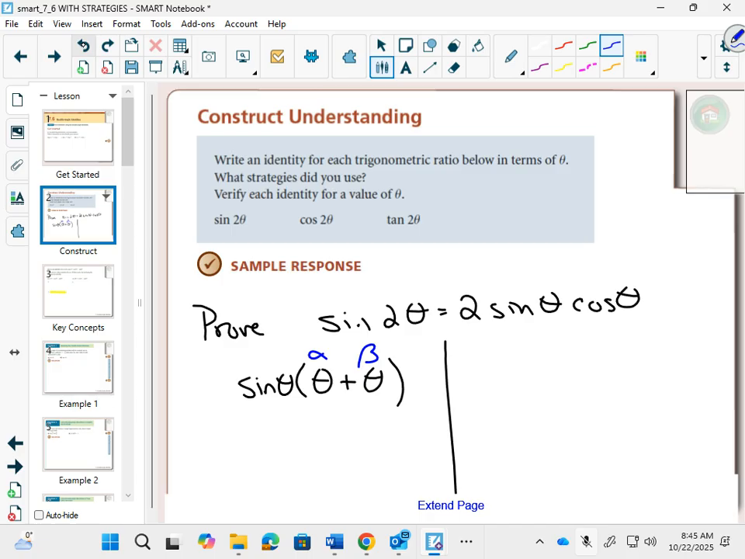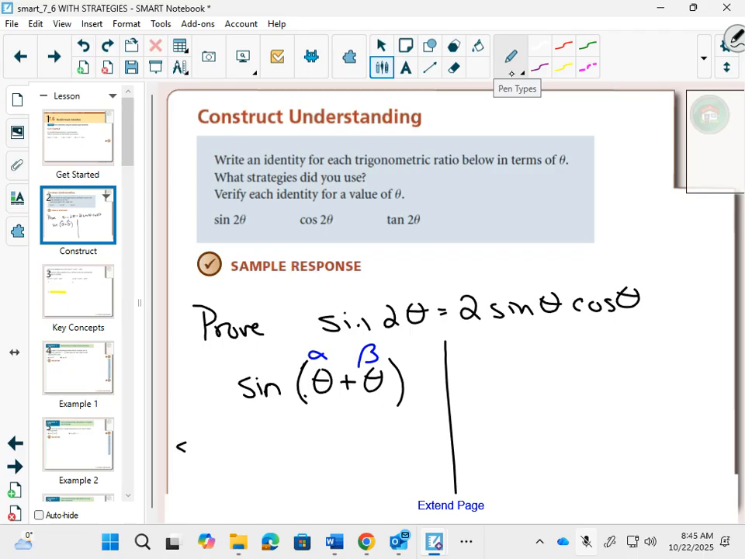And if alpha is theta and beta is theta, the theta in front of the brackets, is that supposed to be? Oh, that's not supposed to be there. Thank you. It's just supposed to be sine. Thank you. Theta plus theta. Yeah. Alpha plus beta formula.